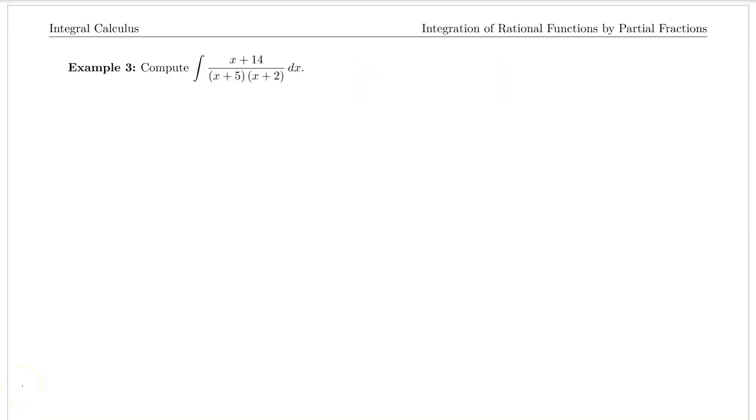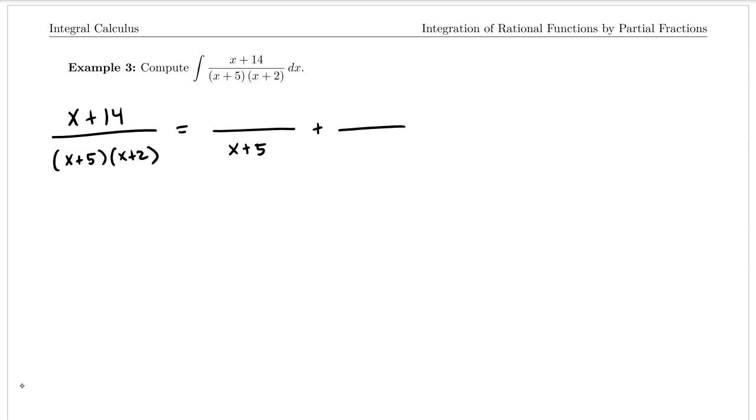Example 3 wants us to compute the indefinite integral of some rational function here. Notice in this example, we're not given what this breaks up into ahead of time. So I'm going to go ahead and write my integrand, which is x plus 14 over x plus 5 times x plus 2. And as we saw in the previous examples, our goal here is to split this up into two fractions. One that has a denominator of x plus 5, and another one that has a denominator of x plus 2.